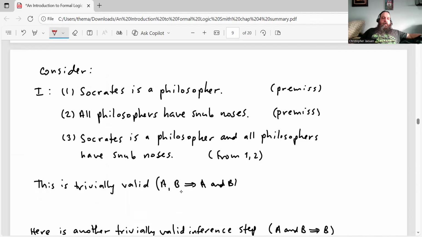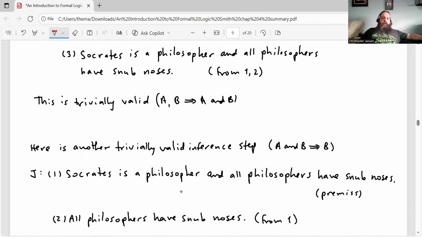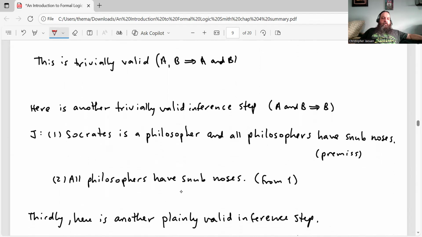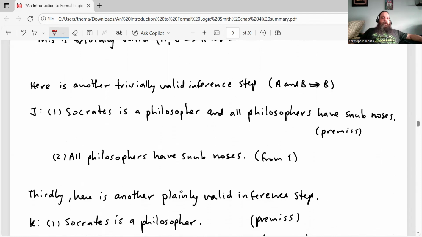Okay, so consider this argument I. Premise one, Socrates is a philosopher. Premise two, all philosophers have snub noses. And then proposition three, which follows from one and two, Socrates is a philosopher and all philosophers have snub noses. This should be trivially obvious, obviously valid. And we have another trivially valid inference step in J. Premise one, Socrates is a philosopher and all philosophers have snub noses. From that follows, all philosophers have snub noses.